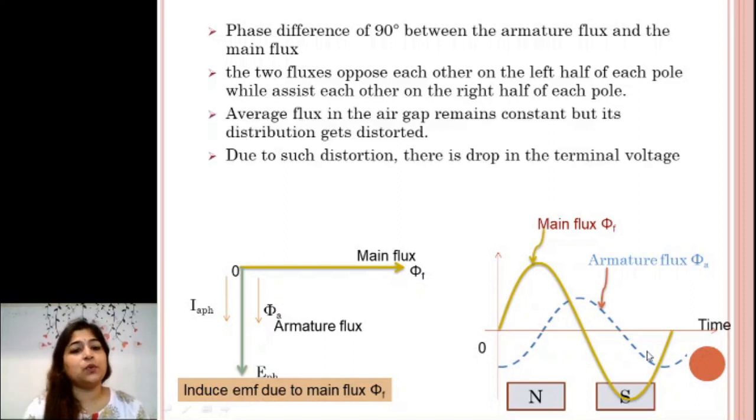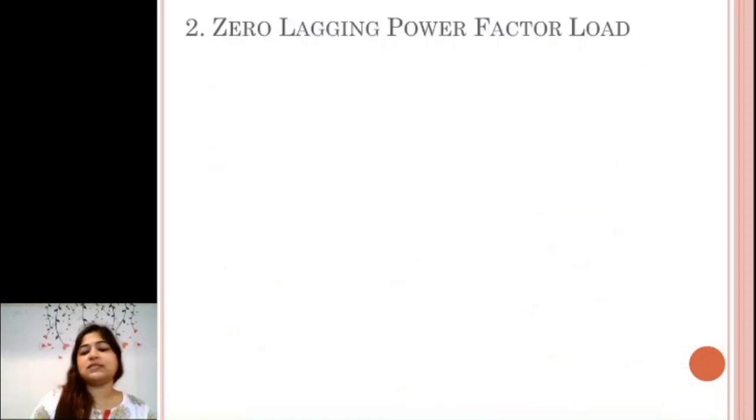And hence we conclude that due to this, average flux in the air gap remains constant, but it is slightly distorted, right? Distribution gets distorted, and because of this the terminal voltage slightly decreases. Because of this distortion, there is a very slight drop in terminal voltage. Clear? Great.